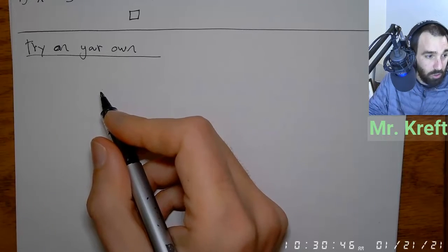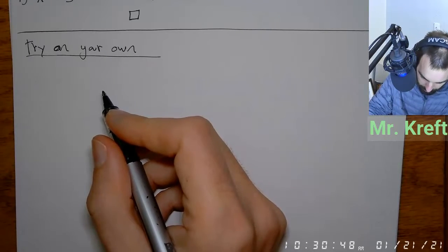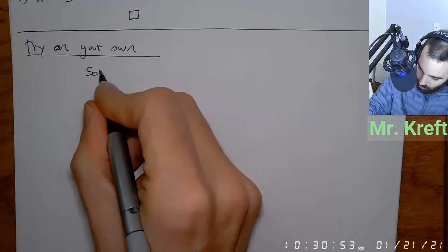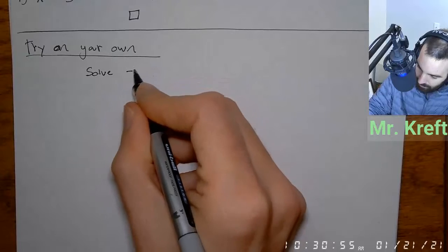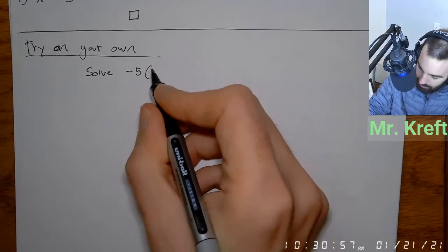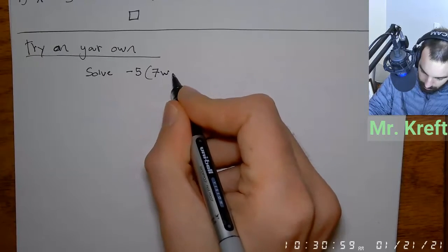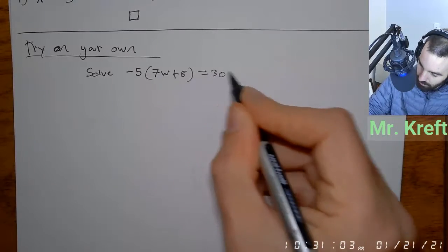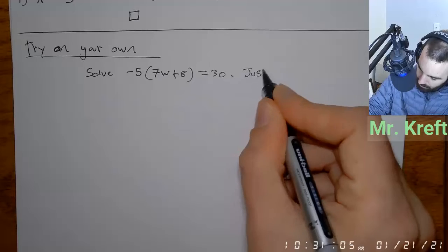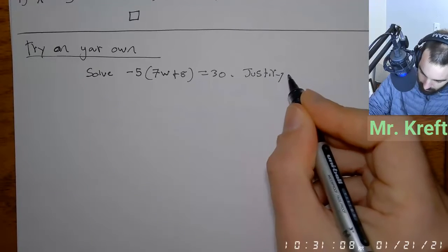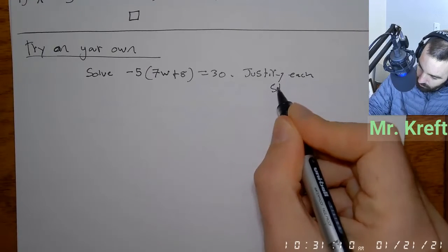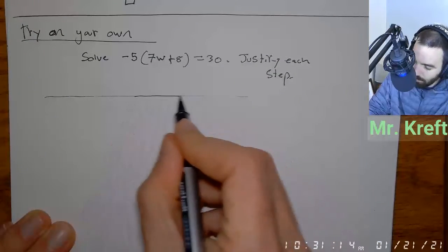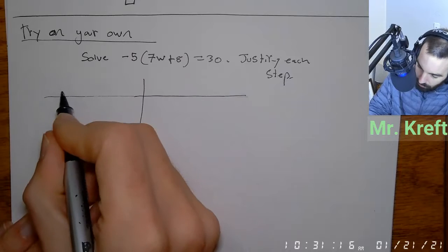Okay. So the next one we're going to try is this one. We're going to solve -5 times the quantity of 7w plus 8 equals 30. And we're going to justify each step. So I'll get you guys set up, but then I'm going to have you do this.